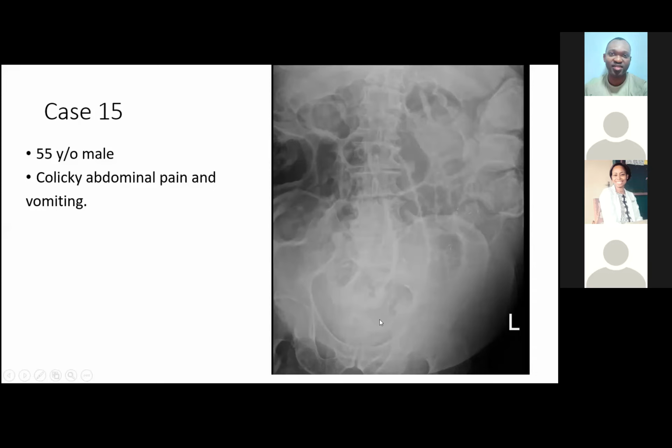Now, given that pattern of findings in someone with abdominal pain, he also had constipation for a couple of days. Can anybody suggest what is the likely diagnosis in this patient?